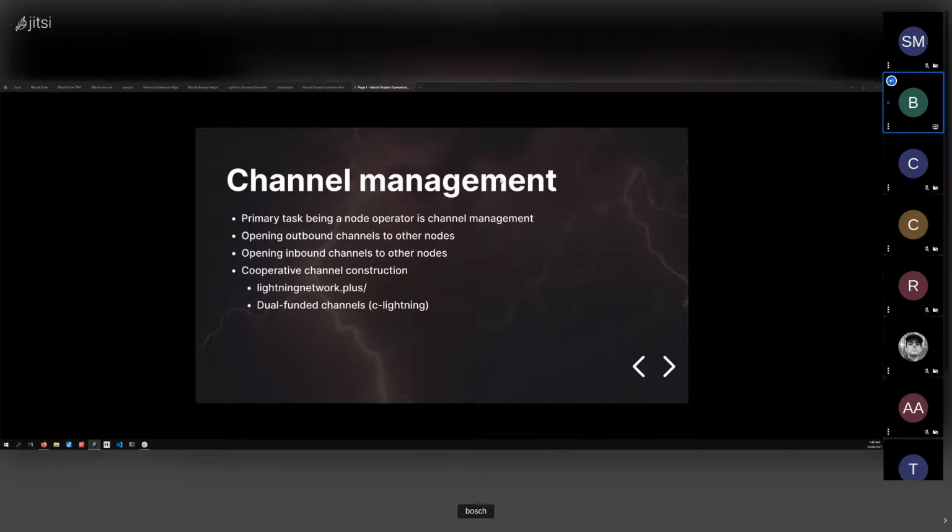Channel management. This is the real meat and potatoes of running a Lightning Network node. It's the primary task you're going to be conducting when you're running a Lightning Network node. It essentially is opening outbound channels to other nodes and finding other nodes to open inbound channels to you. That will change in the future when things like dual funded channels are more commonplace, and the way you source inbound and open outbound channels may change.